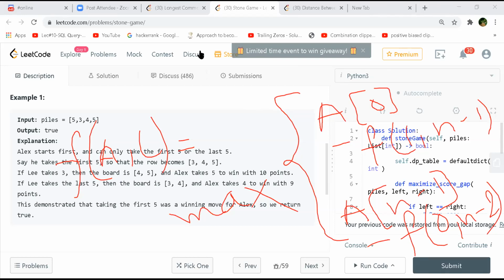And if the turn is for Lee, then we need to minimize it. So only then Alex will win. This is why for the turn of Lee, again we need to go for all the possibilities, but we need to minimize. We need to take all the minimum value when it is Lee's turn. Right. Yeah, I agree with that.